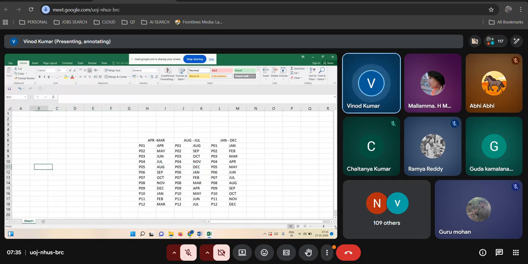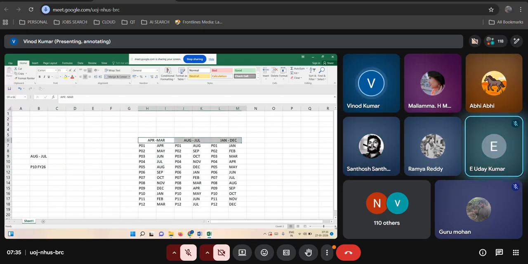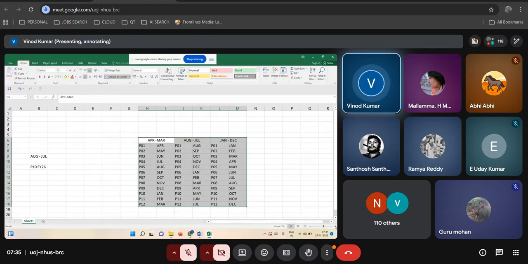So for example, my company is following the August to July cycle. I updated a report, and the report is showing P10 FY26. If my company is following August to July, what is P10, guys? May. Period May. Okay, so this has to be understood, guys.